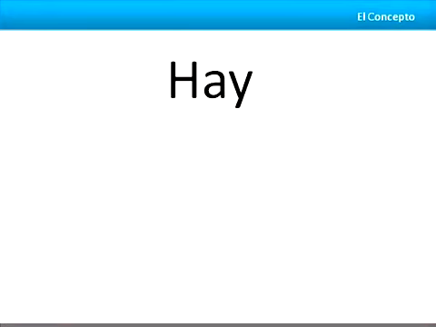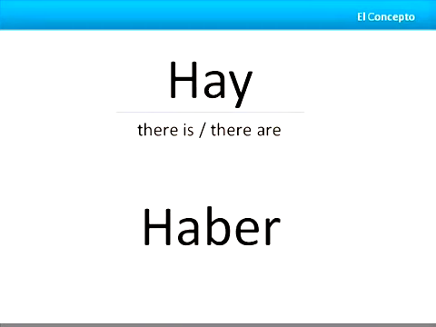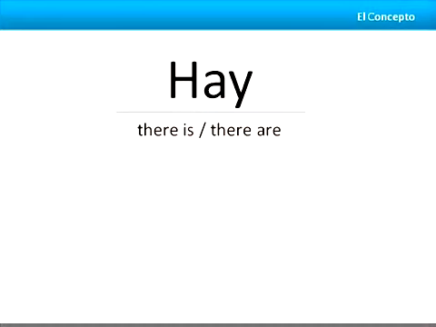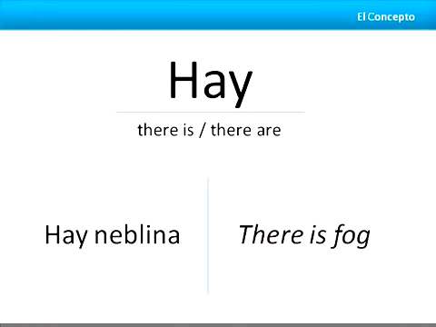Hay means there is or there are, and is a form of the verb haber. Hay is also commonly used to describe certain weather conditions. For example, hay neblina is translated as there is fog, or more accurately, it's foggy. Let's see a few examples.